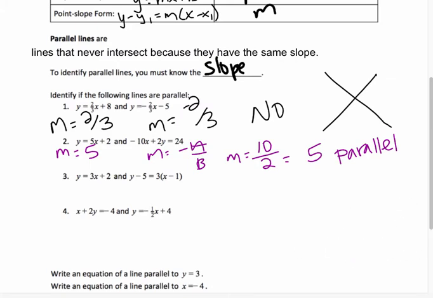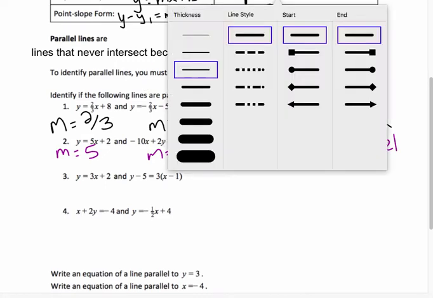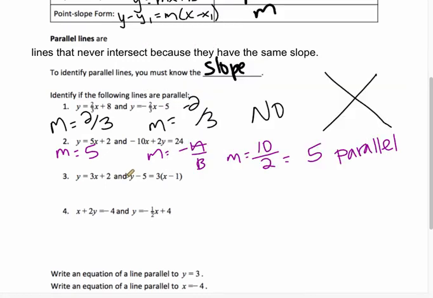All right, the next one. y equals 3x plus 2 and y minus 5 equals 3 times x minus 1. So this is slope-intercept and this is point-slope. Here my m is 3 and here my m is 3. So those are parallel lines.